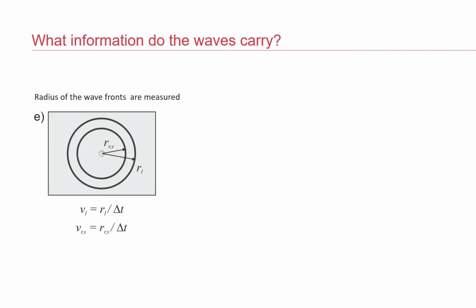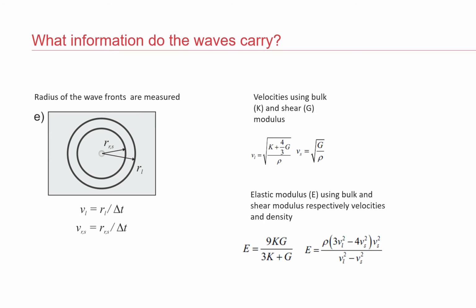By measuring the two radii of the two waves, seen on the left side, and the known past time after excitation, we can calculate the speed of these wave fronts. Those speeds, combined with the specific density of the material, can be used to calculate the elastic modulus seen in the formulas on the right.